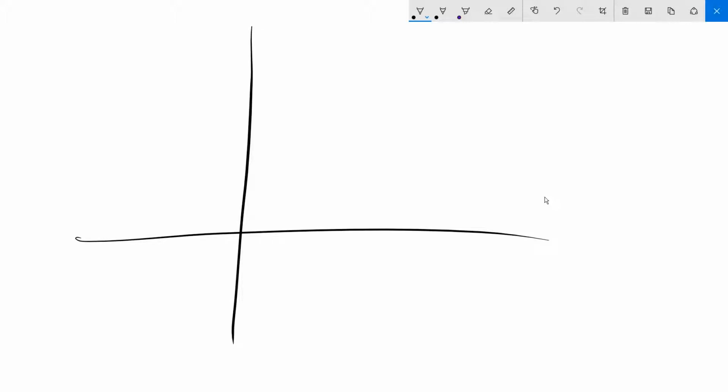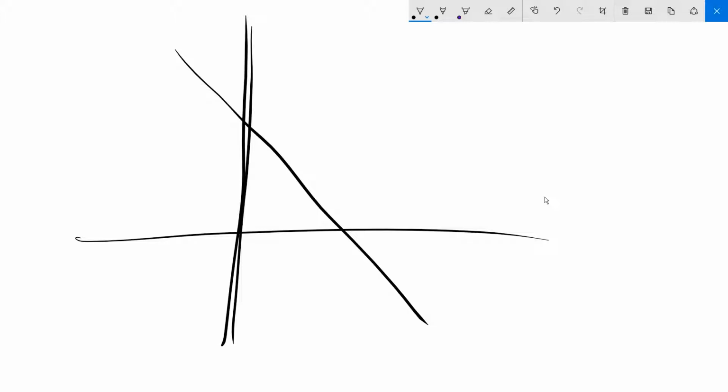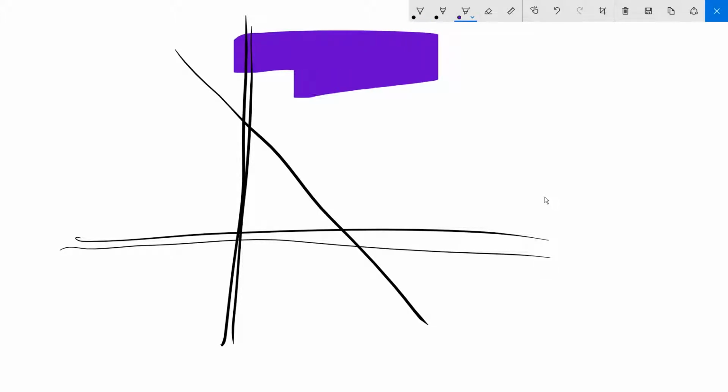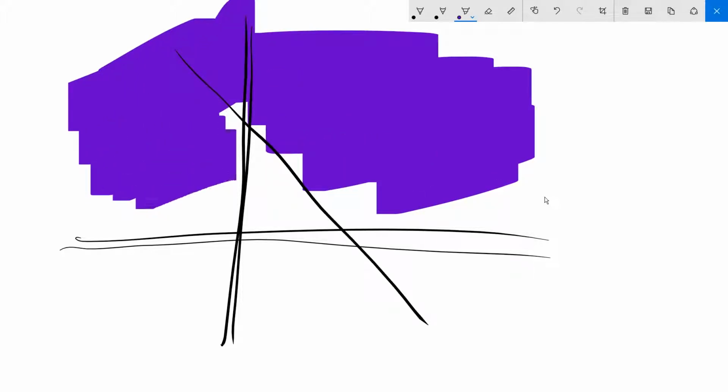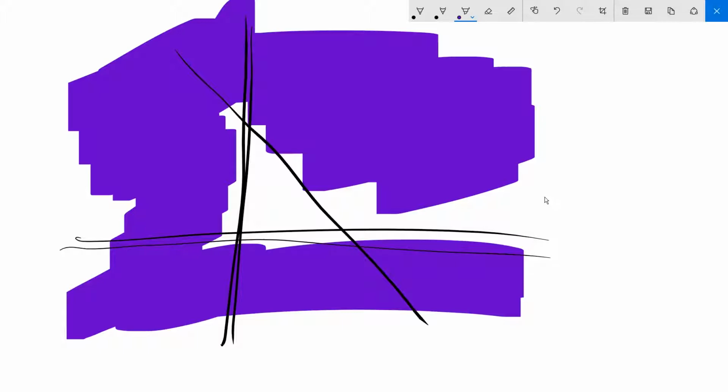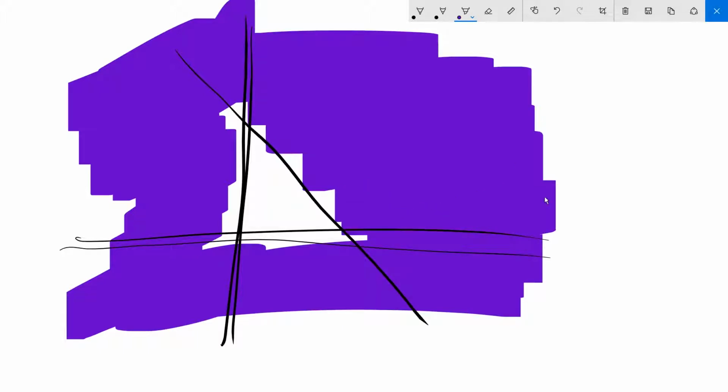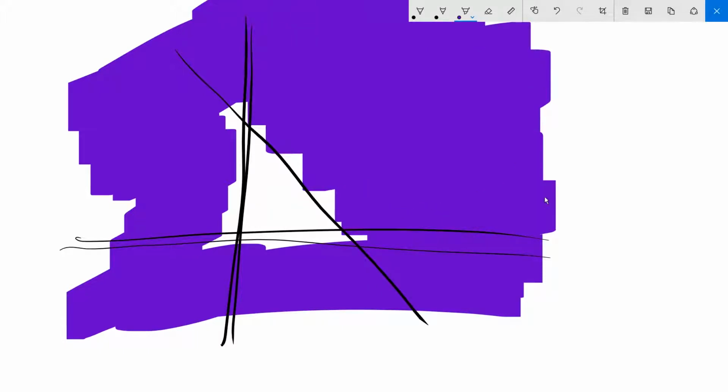Hello, and today we're going to be looking at linear programming. Linear programming is where you have a graph with multiple inequalities, in this case linear, in such a way that we can use them to calculate either profit or cost, depending on the circumstance and the inequalities.